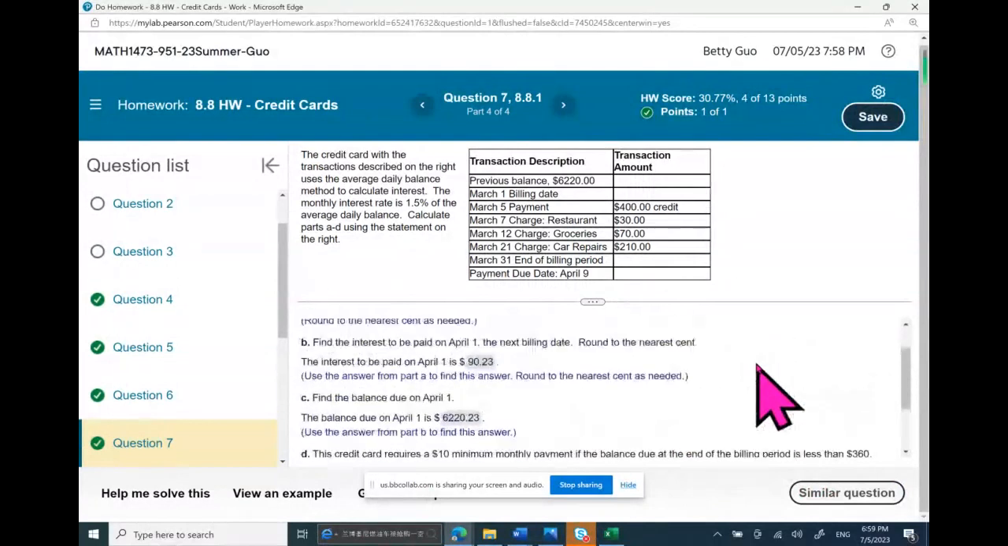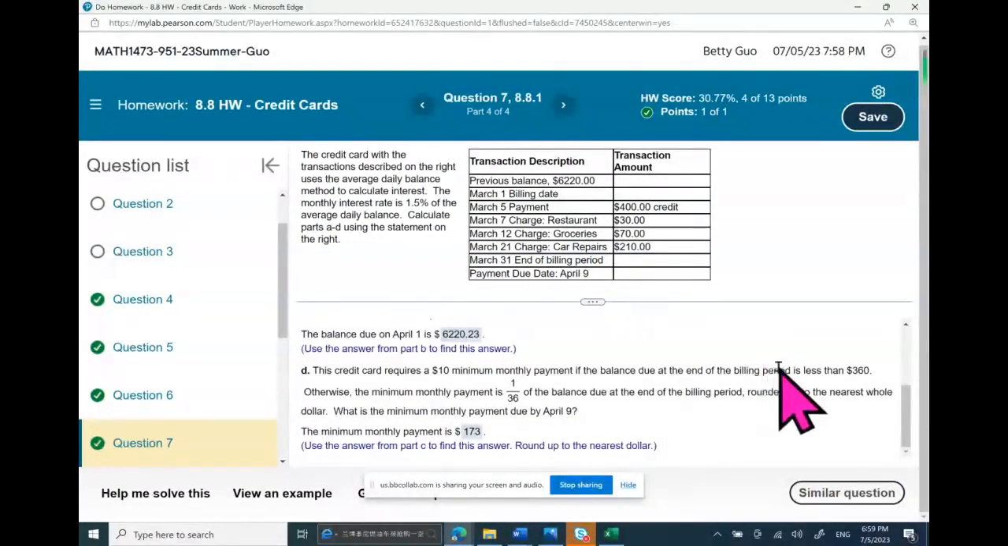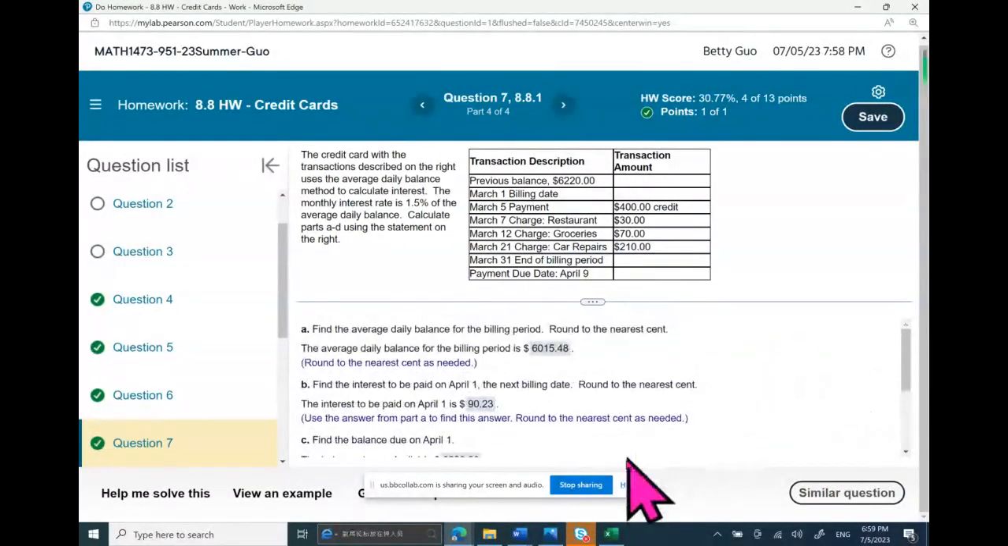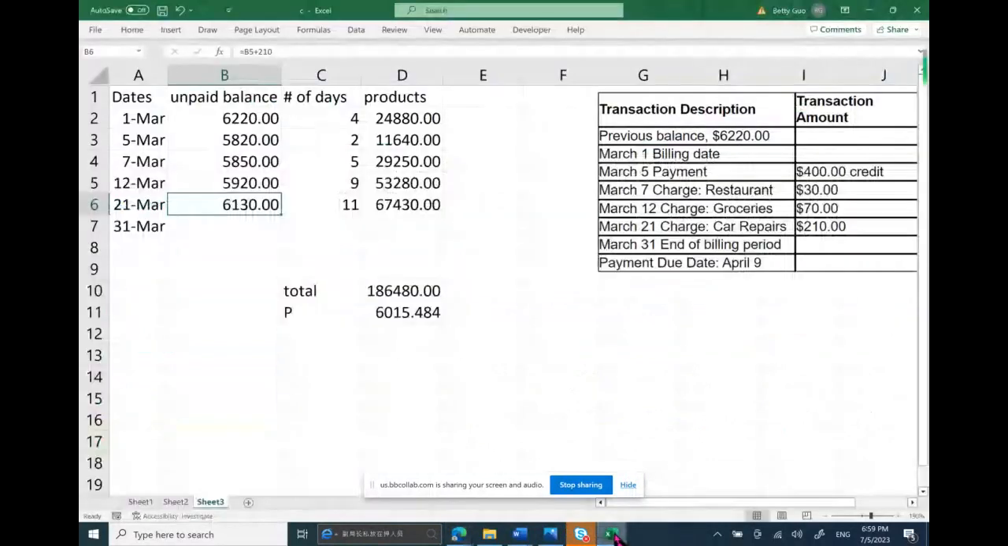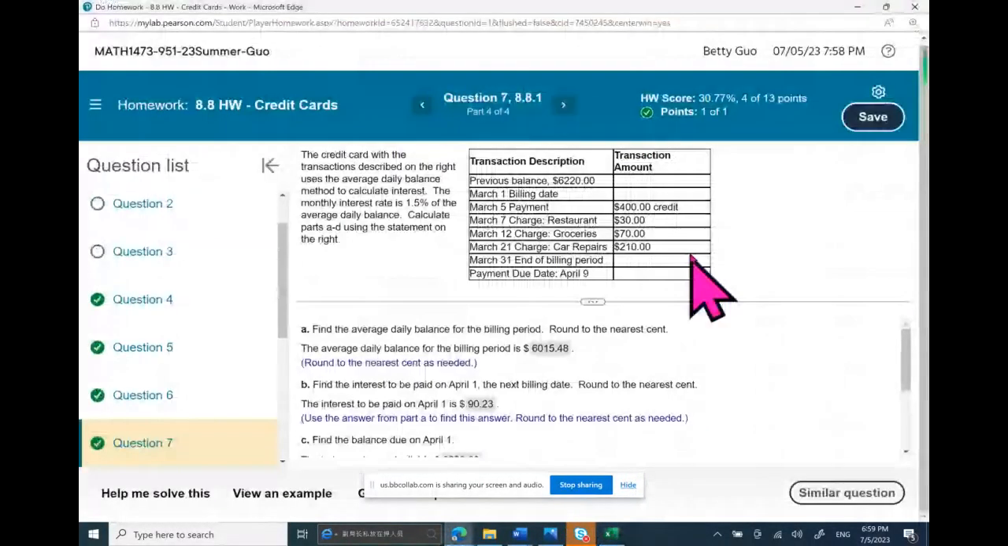There are a few other similar questions. They would be the same. If you want, you can use Excel. Very convenient.